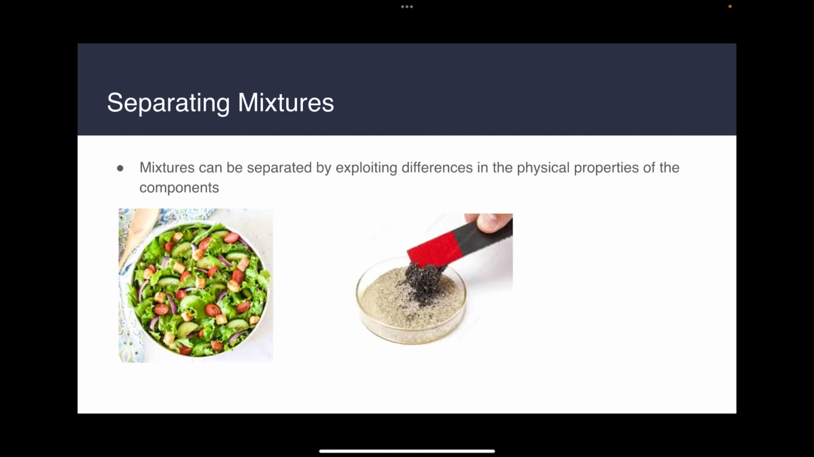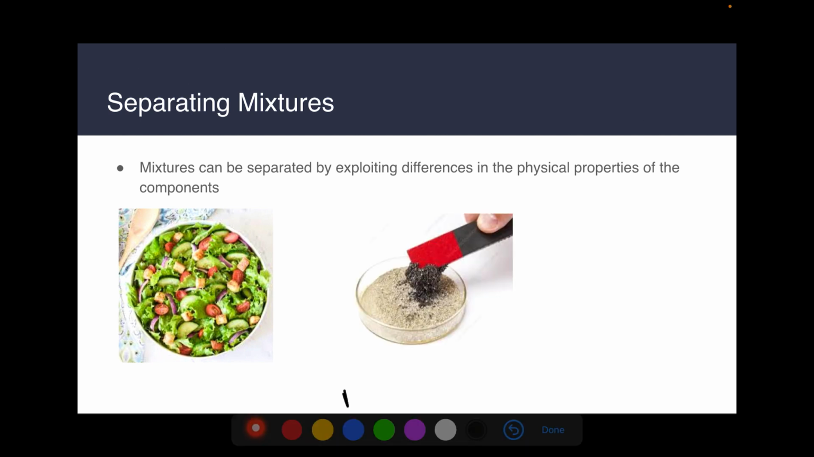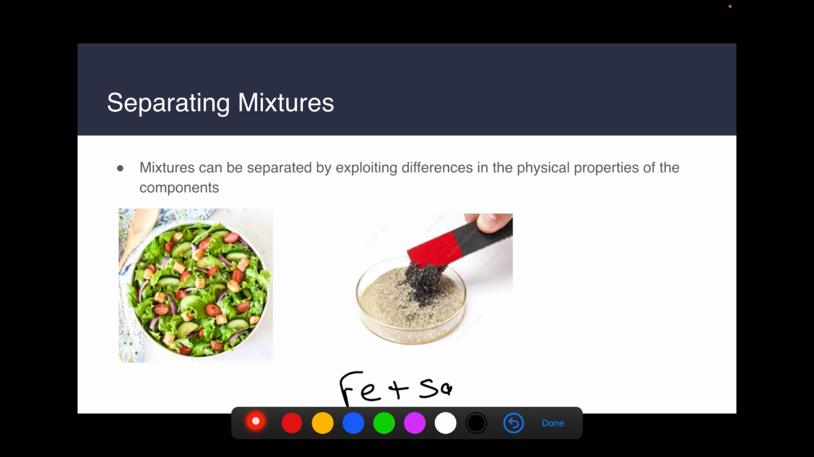A slightly more complicated example might be a mixture of iron and sand, right? Iron and sand is another heterogeneous mixture, but when you mix them together, iron retains the property of magnetism, whereas sand is not magnetic. So you can use a magnet to separate these two components of this mixture.